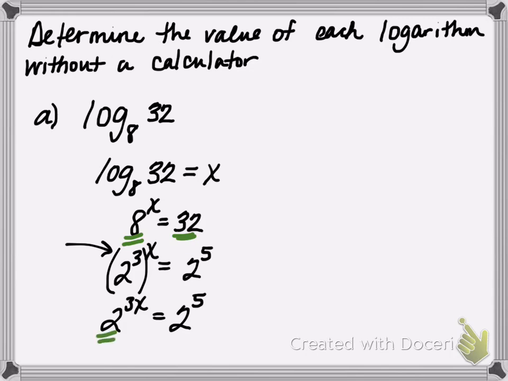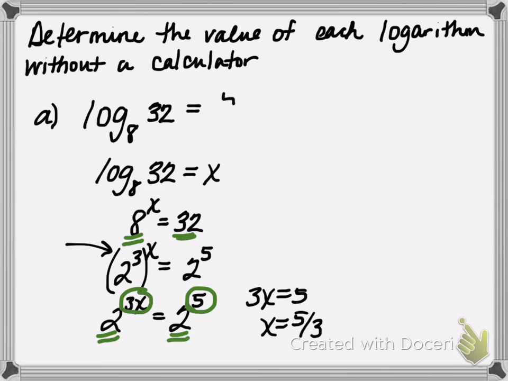And now, since our bases are the same, we know that the exponents will be equal. That's the uniqueness property. So then we can say that 3x is equal to 5, therefore x is equal to 5/3. So back to the beginning, log base 8 of 32 is equivalent to 5/3. So 5/3 would be my exact answer, the value of this logarithm.